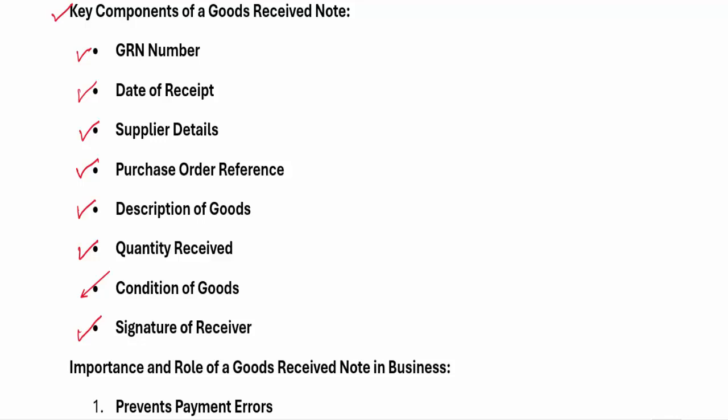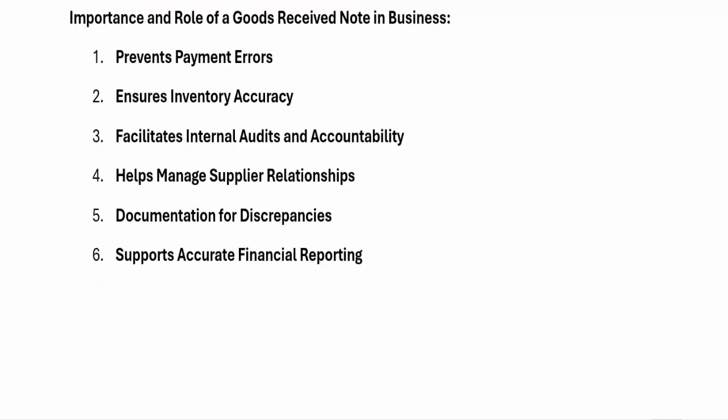Signature of receiver. The person who inspected and received the goods typically signs the GRN. This adds accountability, confirming that the person responsible has verified the details on the document. Importance and role of a goods received note in business.